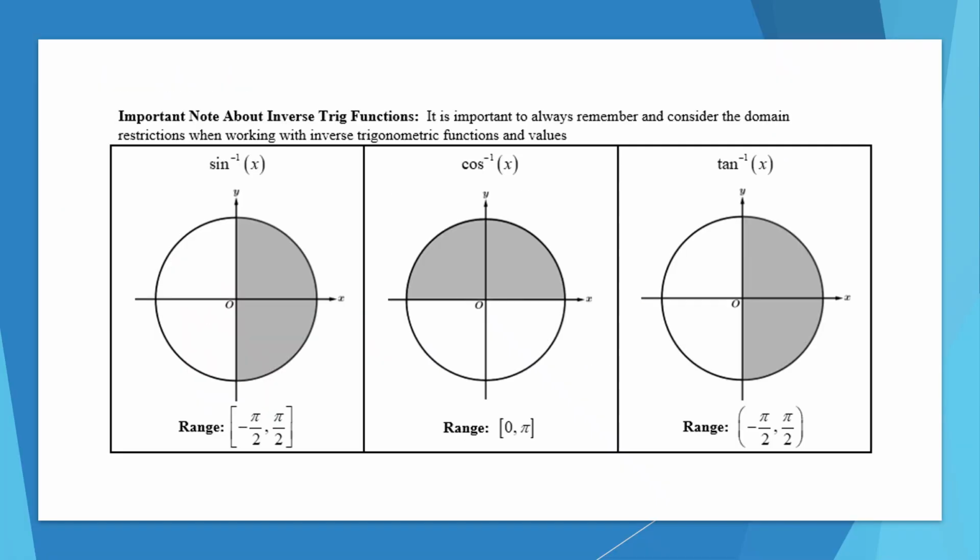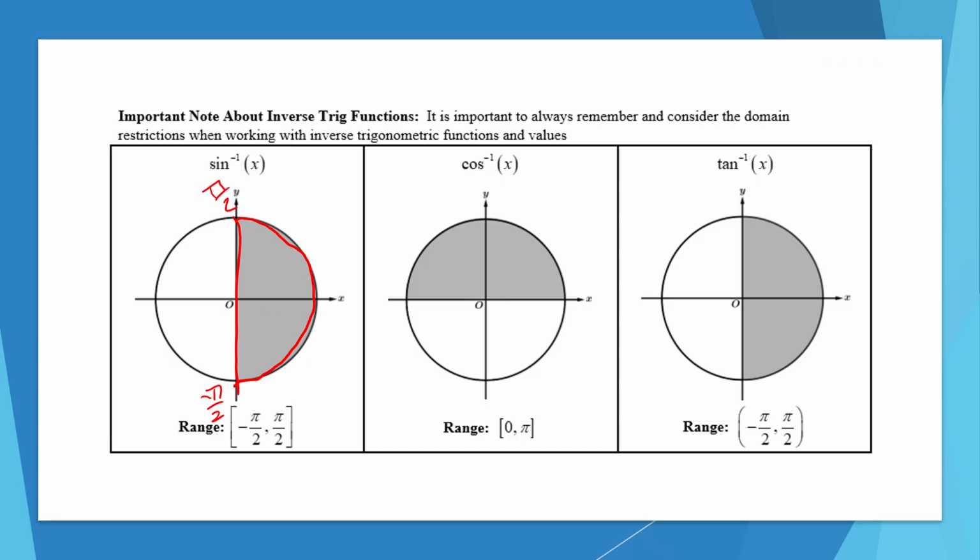All right, so now here's an important note about inverse trig functions. This is a slide I would commit to memory when talking about the range of these inverse trig functions. So here for sine, right, the two quadrants we're going to work with are these two quadrants right here, the first and the fourth quadrant. Now this is where a lot of people get mixed up. This is going from negative pi over 2 to pi over 2.